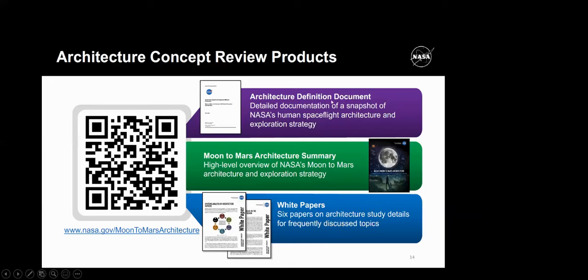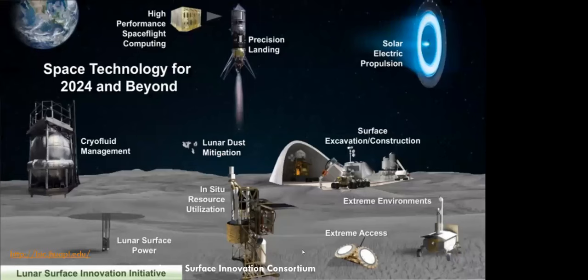If you have more questions about this, you can use this tag here and go to this website. The architecture definition document is there. Moon to Mars architecture summary is there. White papers are there. So if you want to dive into detail on this, it's all publicly available. And these slides, I'll share these slides as well, so you can review those at your own leisure. Now, we in this community, we're most interested in the surface of the moon.